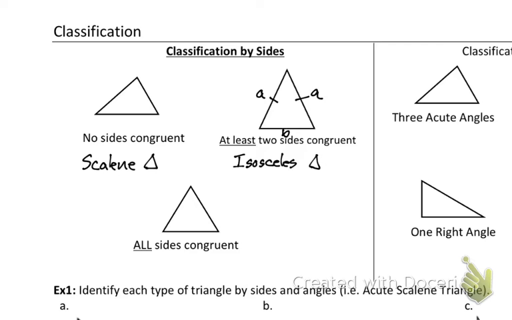Then we have one where all the sides are congruent. So that would look like if I had tick marks on all 3 of these, or I have the same letter on all 3 of them, A, A, A. And remember what that's called if all three sides are congruent. It's a very special triangle. Got that one too? It's called an equilateral triangle.